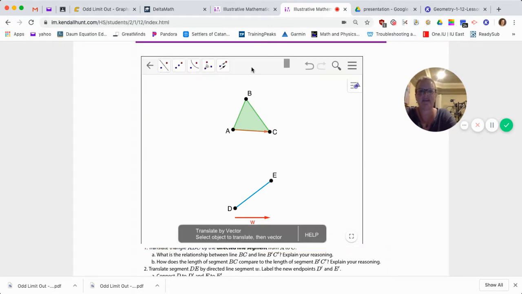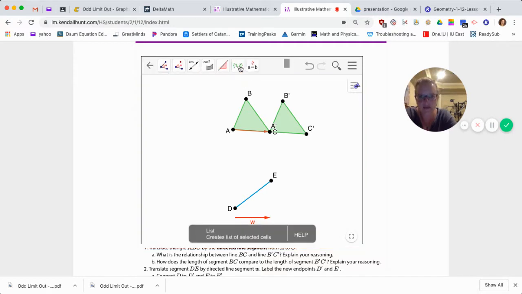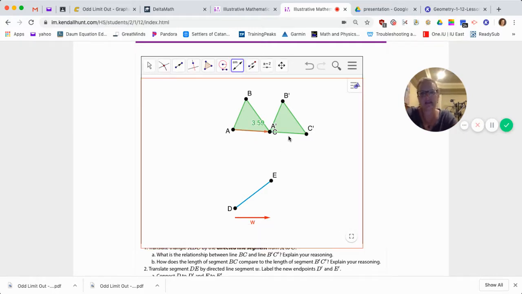Now I can get this vector tool, which I can select this figure, select the vector, and it will translate it for me. And it translated it in a very specific length. So I think, is this my measurement tool? No. Distance or length. So we can actually measure AC and measure A prime C prime, and we see that they're exactly the same measurement, and that makes sense. AB and A prime B prime, same measurement. It was a rigid motion, so we did not change the length of AB at all.